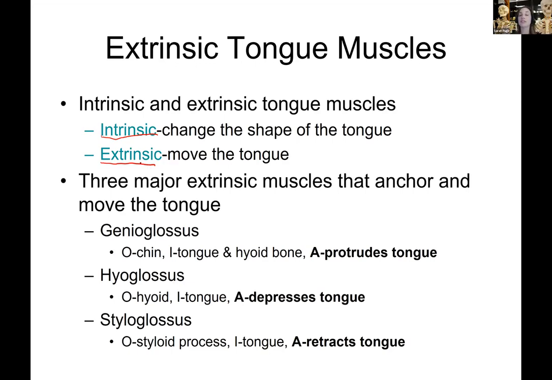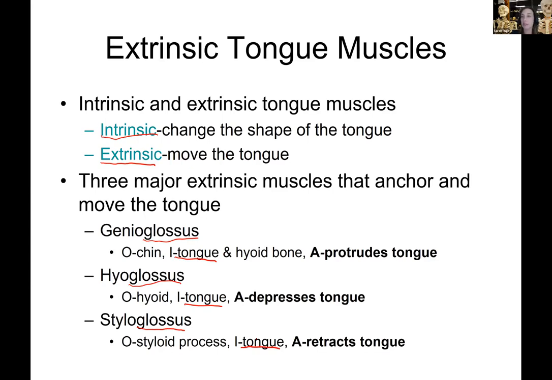So there's actually 3 extrinsic tongue muscles that I'm going to walk you through. These are all named for their origin and insertion, okay? So the genioglossus, the hyoglossus, and the styloglossus. Notice they all have the ending glossus. That's because they all insert on the tongue, and glossus means tongue, okay?